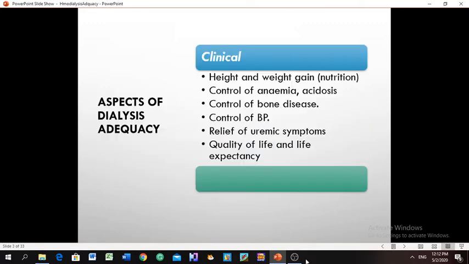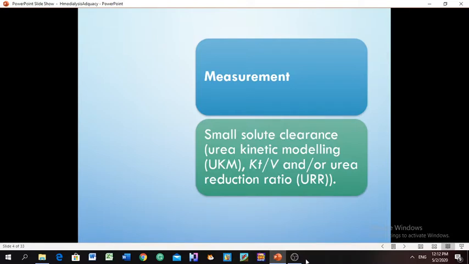The clinical aspects of dialysis adequacy: height and weight gain, control of anemia and acidosis, control of bone disease, control of blood pressure, relief of uremic symptoms, improved quality of life and life expectancy. The measurement depends on small solute clearance, either by urea kinetic modeling, KT/V, or urea reduction ratio.